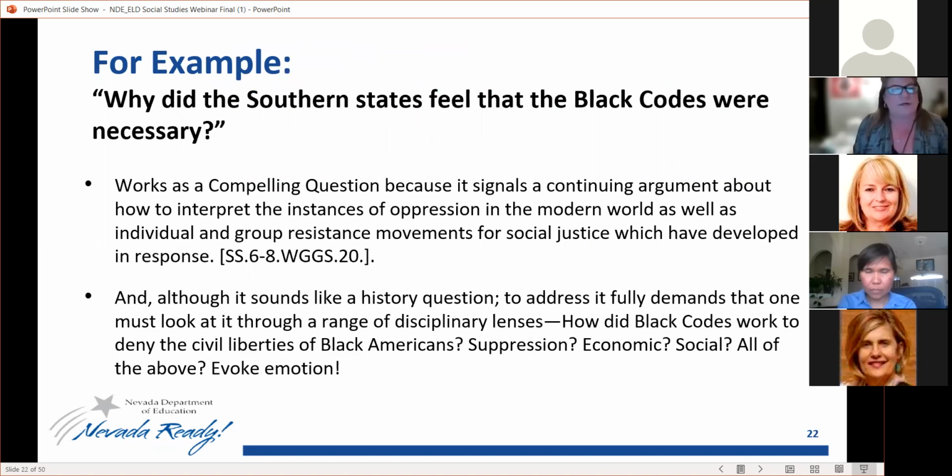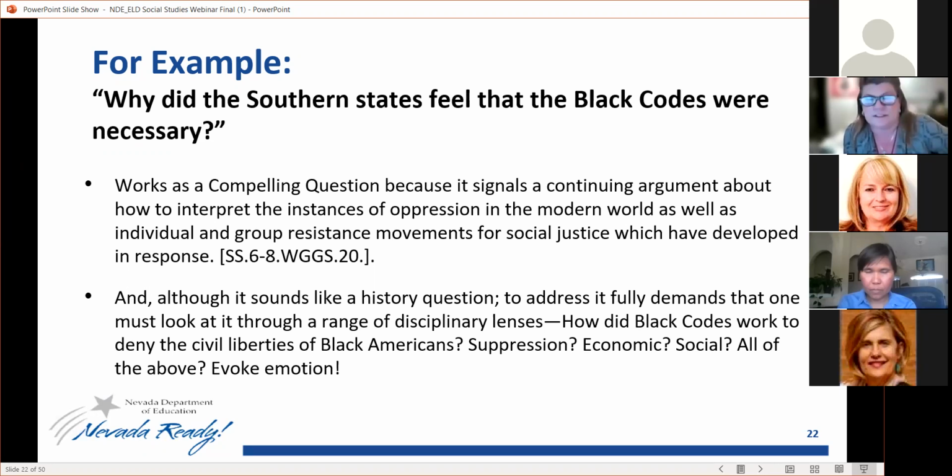So when considering building on this gallery walk, I would like to start with one of the questions that came out of the Social Studies C3 framework for the world geography and global studies. It was number 20. And it's, why did the Southern states feel that the Black codes were necessary? That is a big question, but it will evoke emotion. And this is the end point where you want your students to get to.